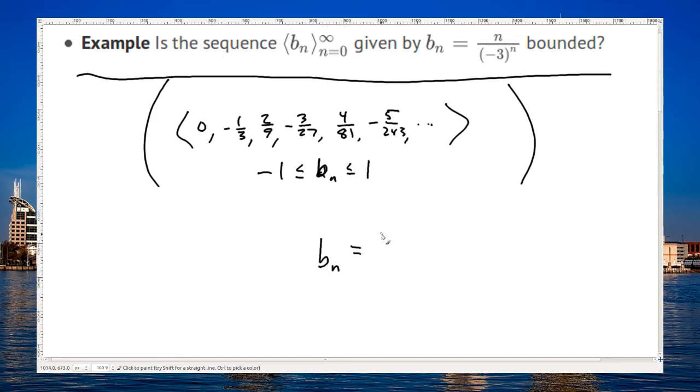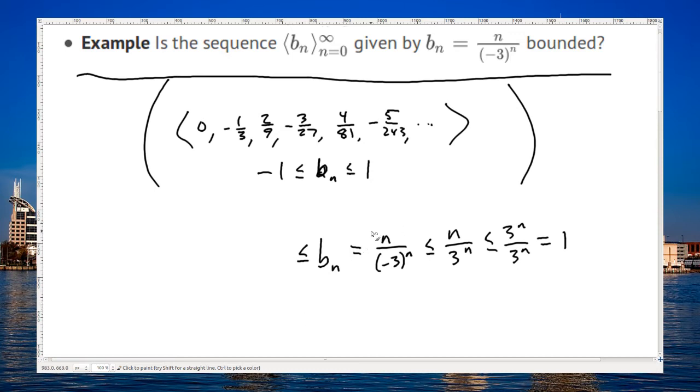Bn is equal to n over -3 to the n. And yeah, I can make this bigger. First of all, I can make this bigger by getting rid of all my negatives, actually. N over 3 to the n. And I could make it even bigger by making, instead of n, I could raise 3 to the n power, and that would be bigger, wouldn't it? And then finally, that's, of course, the number 1.